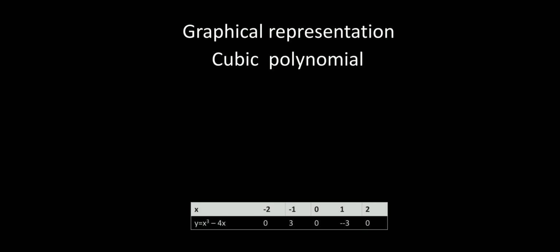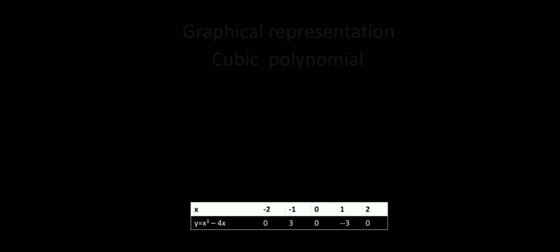Okay, so we took the equation x cube minus 4x. And when we took the value of x as minus 2, minus 1, 0, 1 and 2, we got the value of y as 0, 3, 0, minus 3 and again 0. So let us see it on the graph. I hope you know the way to plot points on the graph.